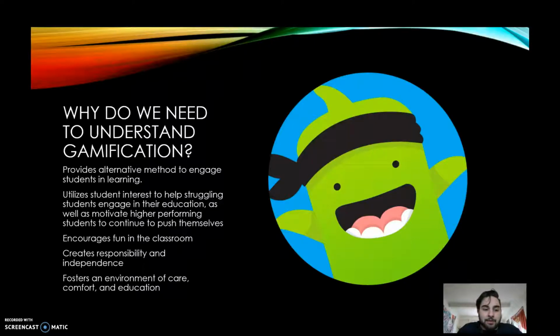Not only that, but it also encourages fun in the classroom. It creates responsibility and independence by holding students accountable for their actions and their work. It also fosters an environment of care, comfort, and education. The main thing to understand with gamification is that it is a two-way road. Students and teachers both have to be not only fully engaged in it, but also need to have fun with it. Otherwise, there is no true purpose for gamification. But with that in mind, gamification has many, many benefits.